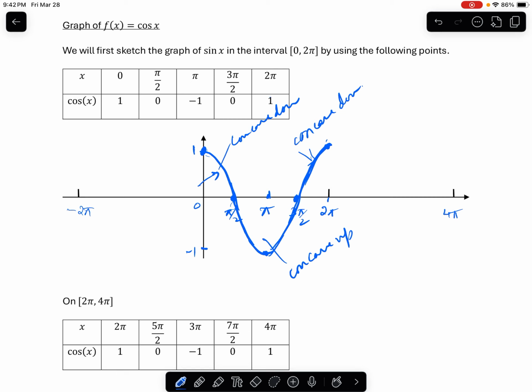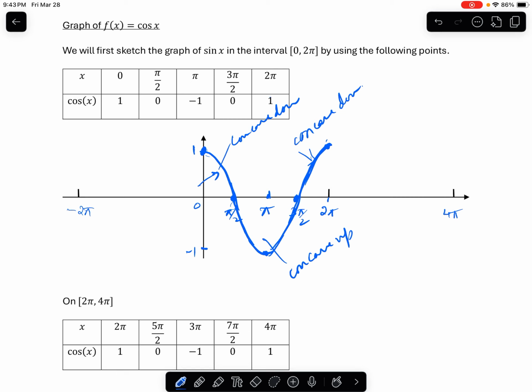So what is the big difference between the graphs of both these functions? At 0, the graph of sine of x will start at 0 at the origin, whereas cosine x, it will start at 1 at the origin. The value will be 1. So at 0, the value of cosine is 1.